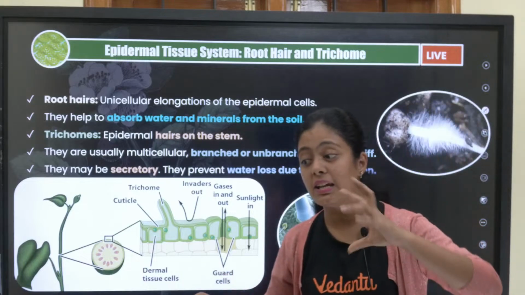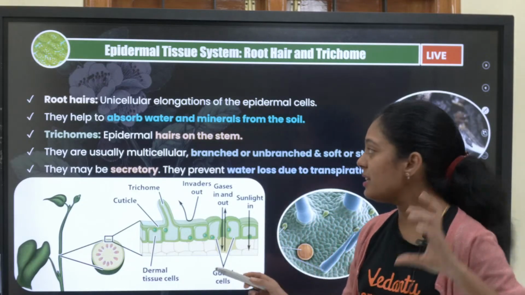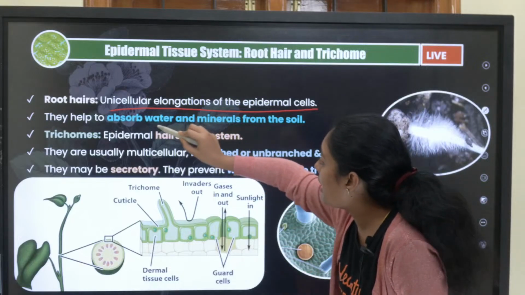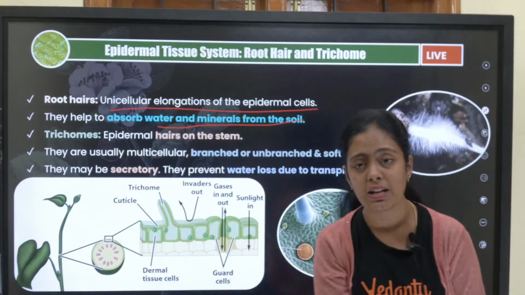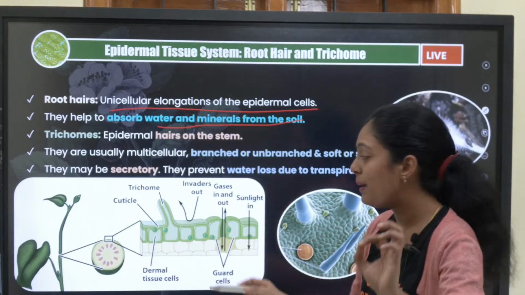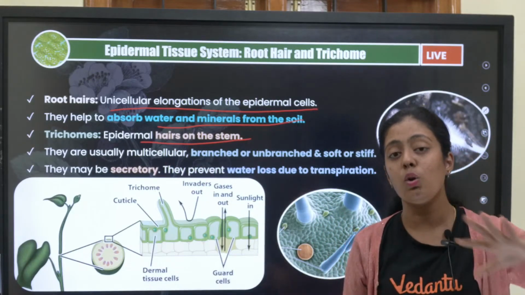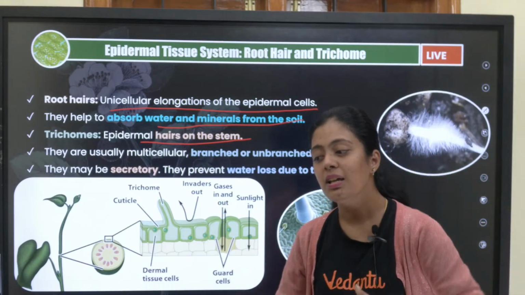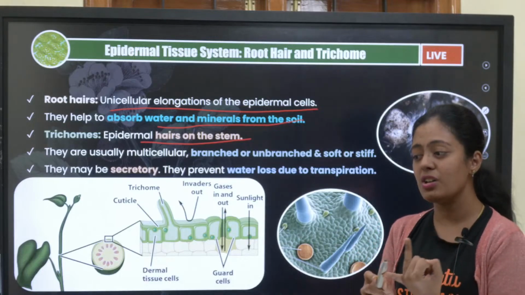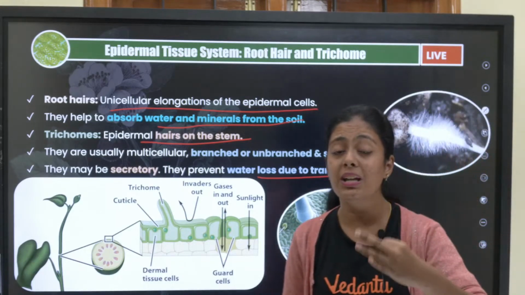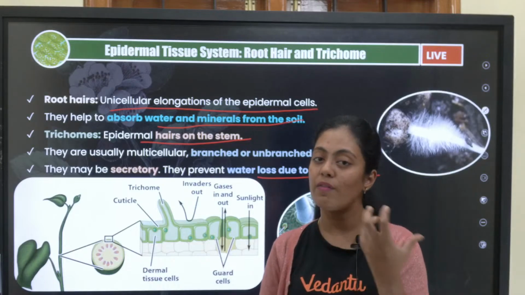What is there in your root? Root hairs are there. What are these root hairs? They are unicellular elongations. They help in absorption of water and minerals. Trichomes are epidermal hairs present on the stem. Root hairs are present on the root. What is the function? Trichomes may be secretory in function, and they prevent water loss due to transpiration. Root hairs increase the surface area of absorption.